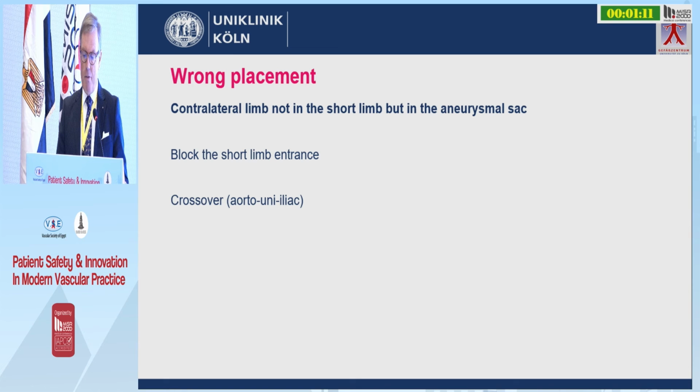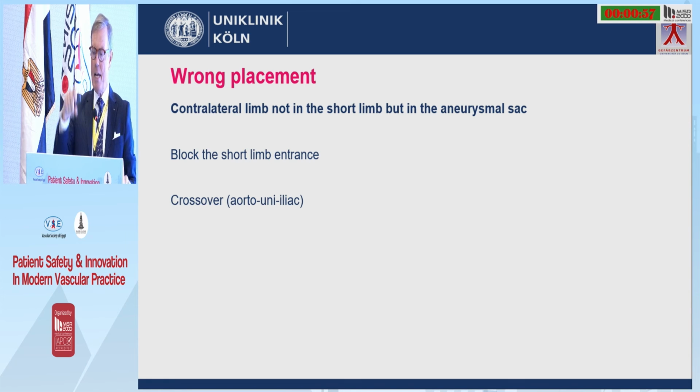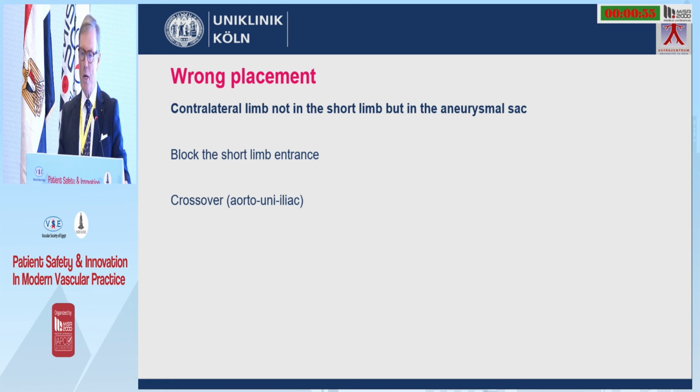If you have placed your contralateral limb at the place where it looks good, but it's outside of the stent graft, so you don't have it inside, but you have it outside, then it is not possible to cannulate and get into the small limb. So then you have to convert to an aorto-uni-iliac by blocking the short limb and then doing a crossover.